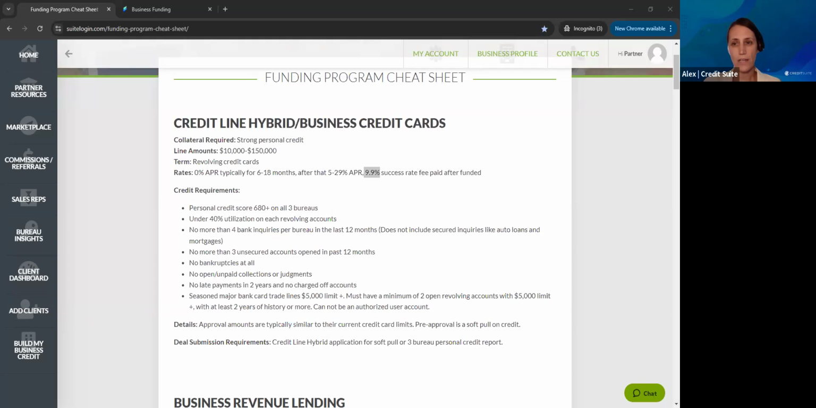So, and that's very clear. There's a video that underwriting has them watch. They sign the agreement. They've legally bound themselves to that, right? Sign that agreement, and the 9.9 success rate fee. We do not hear people having a problem with that often. Credit line hybrid is one of the most common types of lending that clients get through the program, and that 9.9 success rate fee is pretty well accepted by them coming into it.